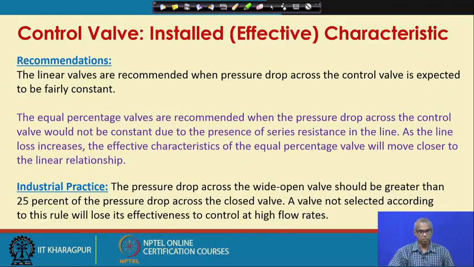A note on industrial practice: the pressure drop across the wide open valve should be greater than 25% of the pressure drop across the closed valve. A valve not selected according to this rule will lose its effectiveness to control at high flow rates.